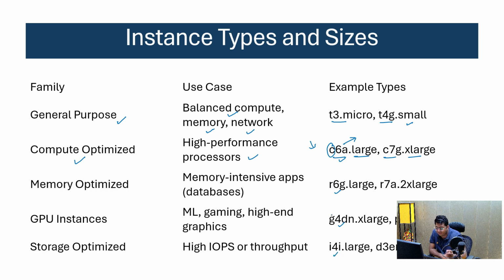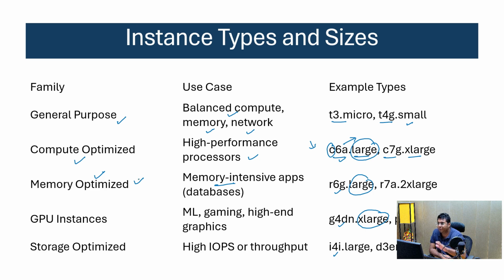Sixth generation like this. And then we have t-shirt size. This is large, large, extra large, right? Then we have memory optimized, where memory intensive apps, if you have to run databases, you will use memory optimized.